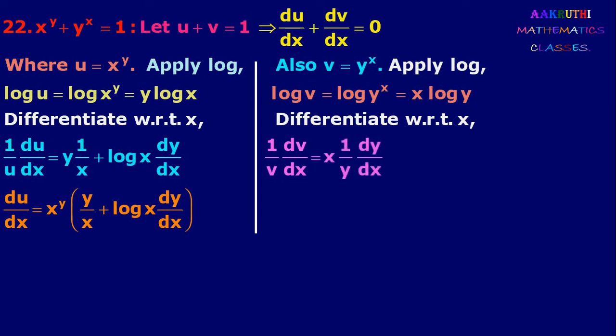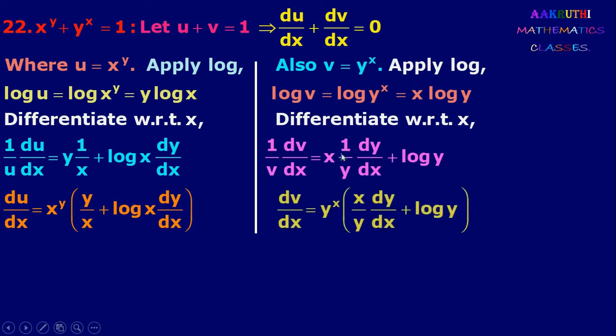Again it is function of y, you write dy by dx. So it is uv rule. x as it is, log y differentiation is 1 by y. But it is function of y, again you write dy by dx. Plus log y as it is and x differentiation is 1. We find dv by dx. Taking v to this side and substitute v value, it is y to the power x. We get dv by dx equal to y to the power x into x by y dy by dx plus log y.